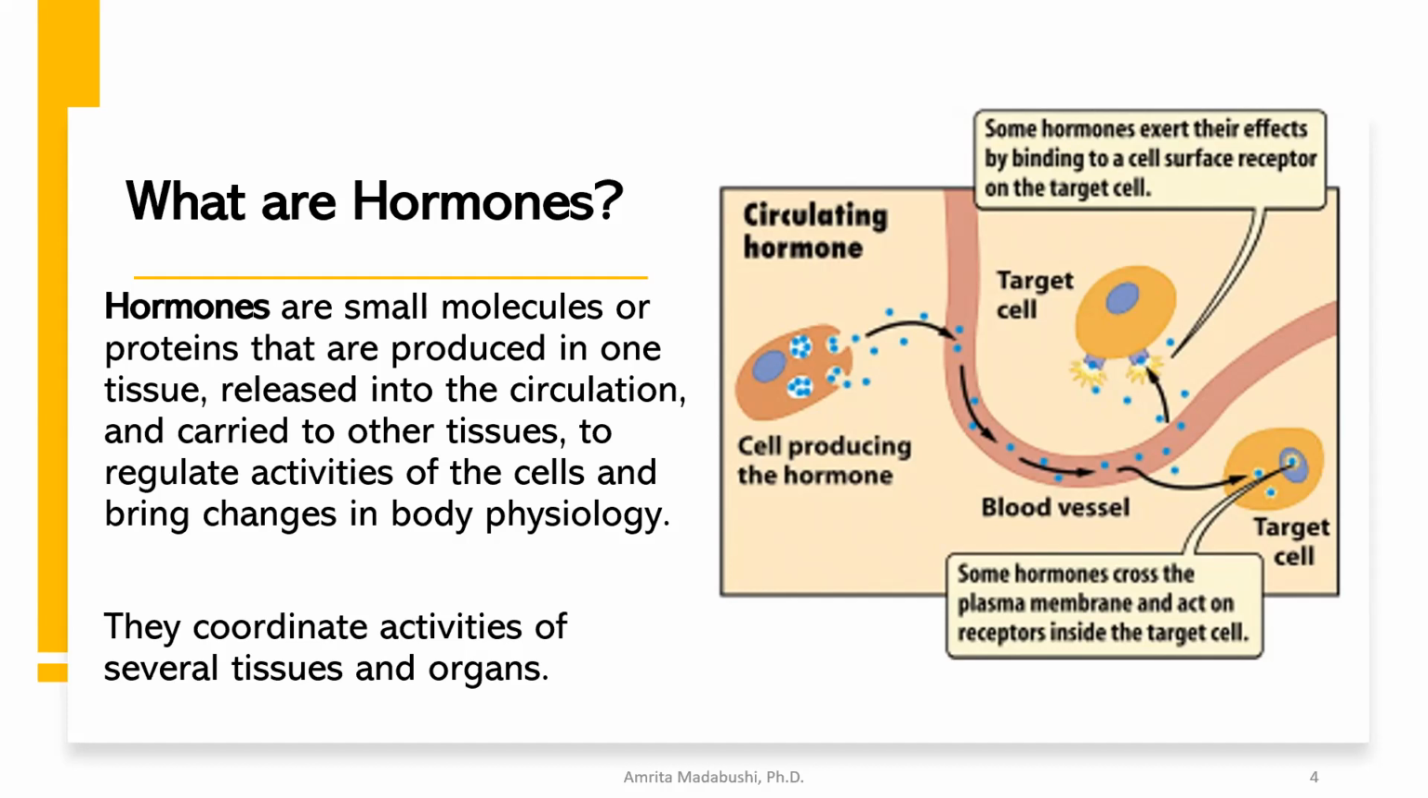You can see that there is a cell that's producing a hormone. It can go through the blood vessel to a target cell, and it can act on the target cell. So essentially, it can definitely make an impact elsewhere.